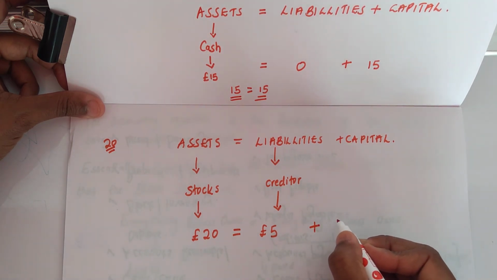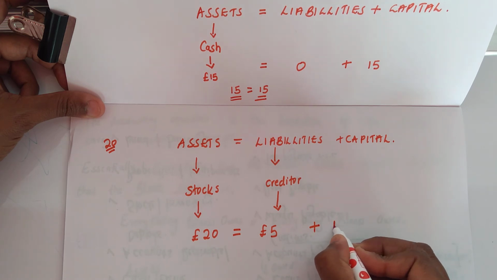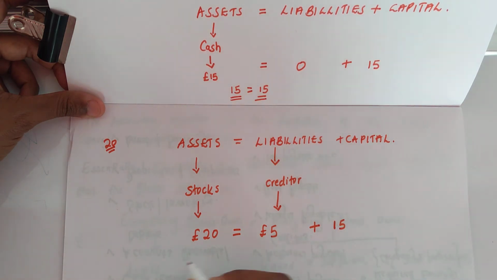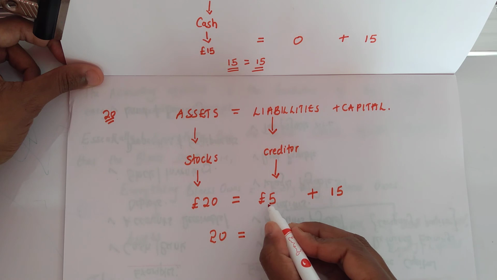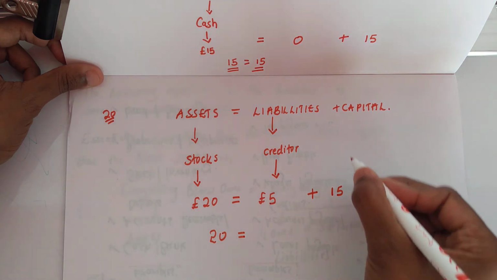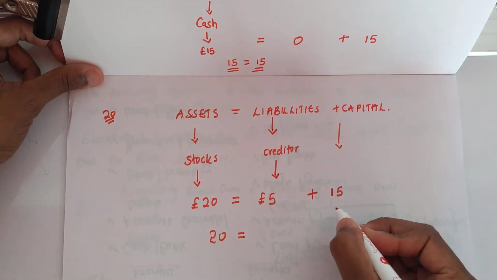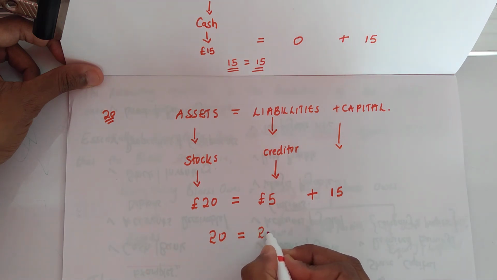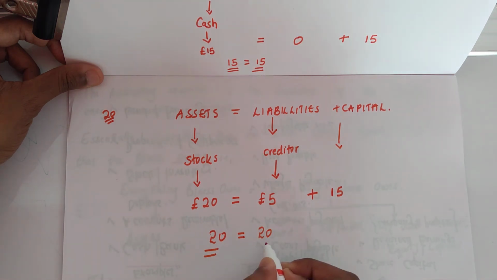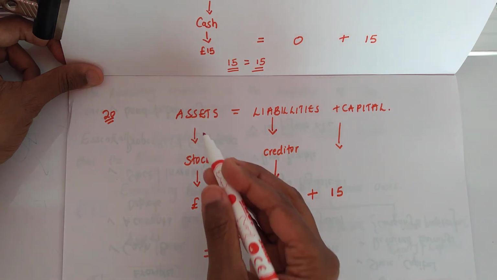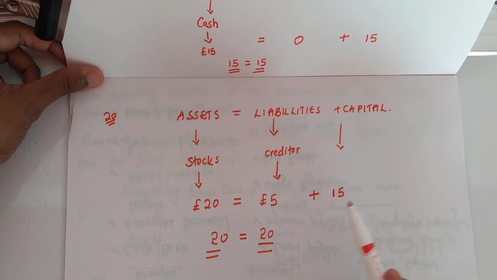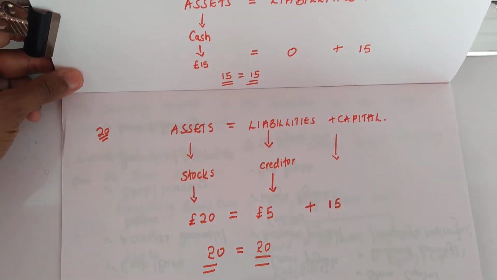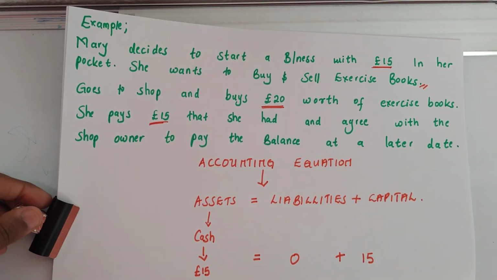How much did she inject into the business? She injected £15. So now if we do the accounting equation, £20 will equal £5, which is a liability, plus capital of £15, and that makes 20, and both sides balance. Assets equals liabilities plus capital. It's the basis or the foundation of the double entry concept.